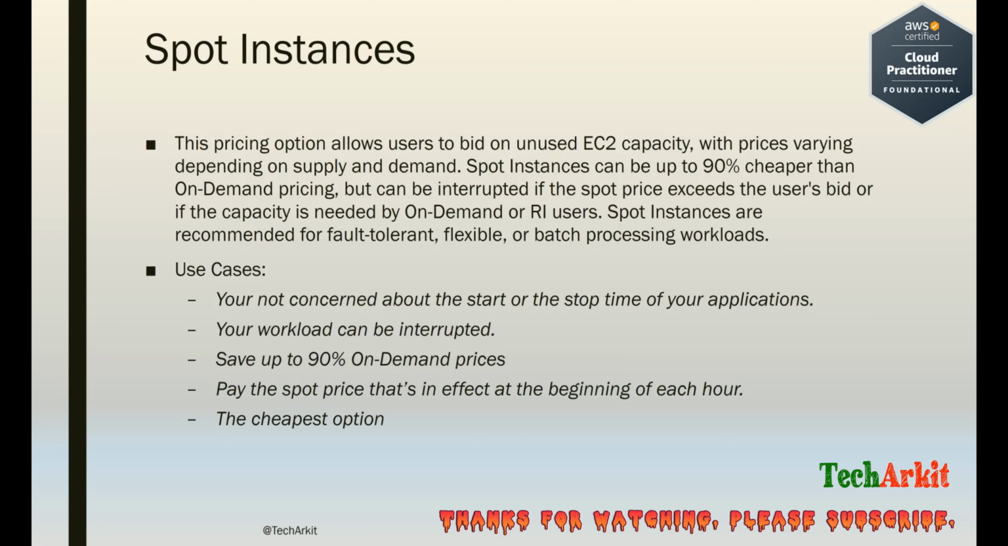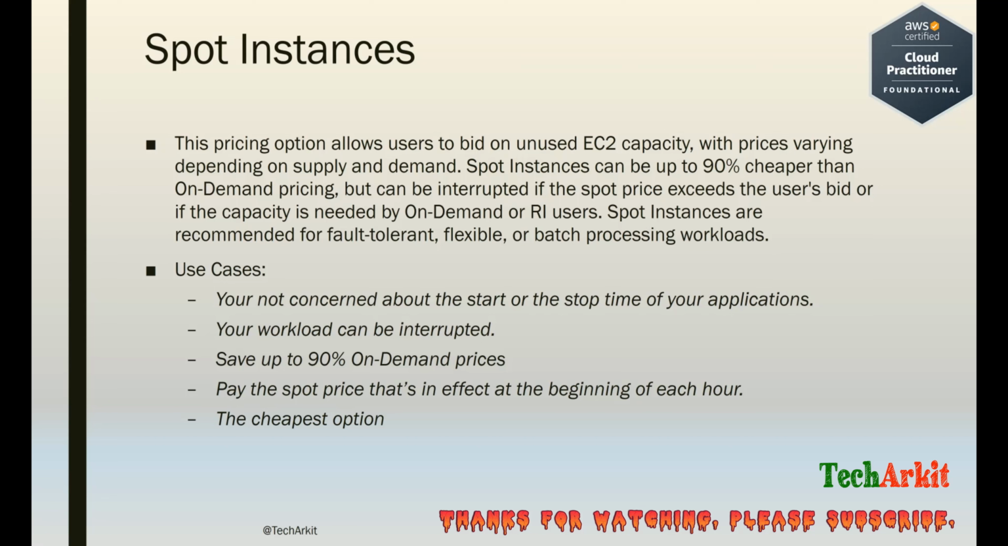Okay, so spot instances can be up to 90% cheaper than on-demand pricing, right? Because those instances are not utilized by anybody else, they are kept free, so they put some bidding on it, but they can be interrupted if the spot price exceeds the user's bid. For example, say you have put in $1,000 to utilize, so you choose a spot instance, right? If your $1,000 budget is completed, then the spot instance may go off.